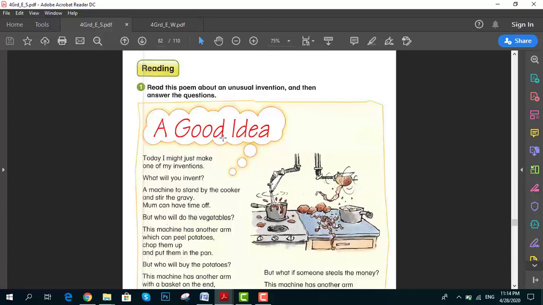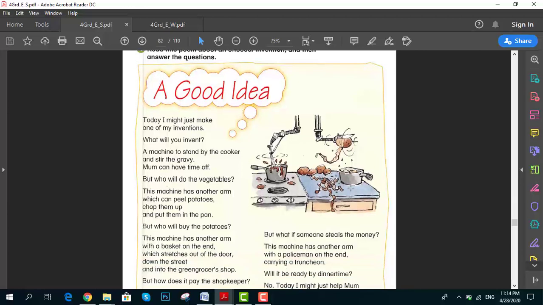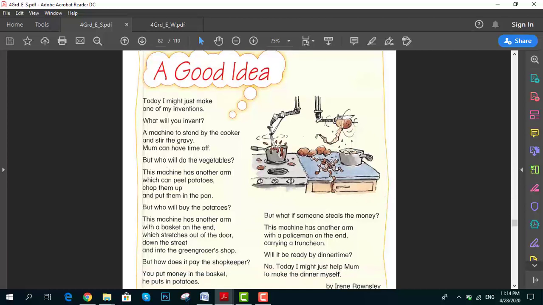Okay, so this poem talks about a machine that someone created, this magical machine that can stir the gravy, and that can chop and peel the potatoes, and this machine has arms to go to the groceries shop and buy the fruits and vegetables, and then go back, and then if someone stole the money. So we talked about this machine. If you can read the poem one more time, you will understand one more time what is the job of this imaginary machine, because it doesn't exist, and actually it will never exist.